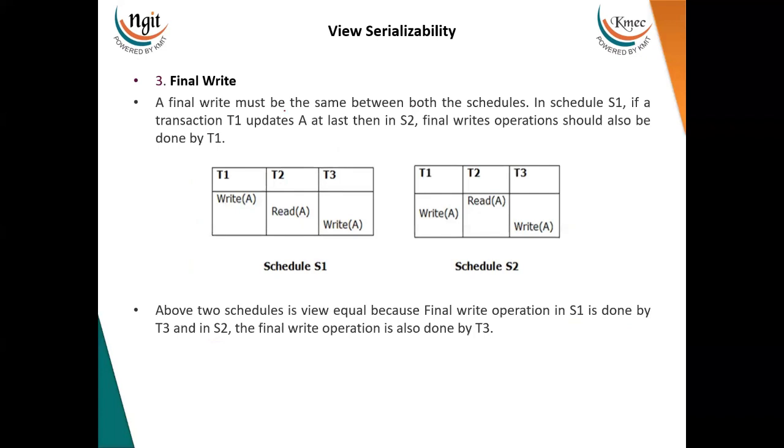Final write. A final write must be the same between both the schedules. In schedule S1, if the transaction T1 updates A at last, then in S2, final write operations should also be done by T1. If the write operation on some data item is made by one particular transaction in a schedule, the same transaction should make the write operation lastly or finally in the other schedule as well on the same data item. Then we can say that the two schedules are view serializable.